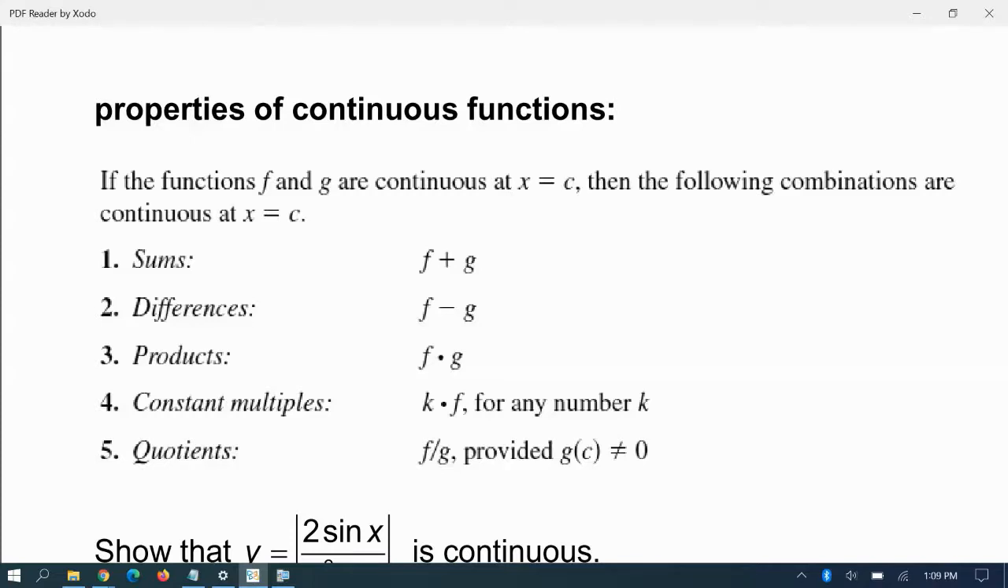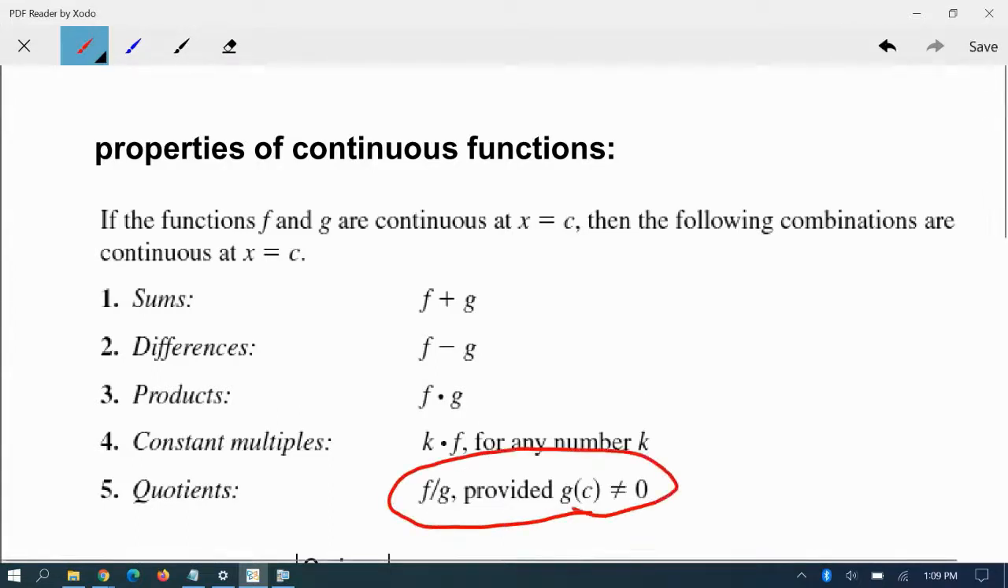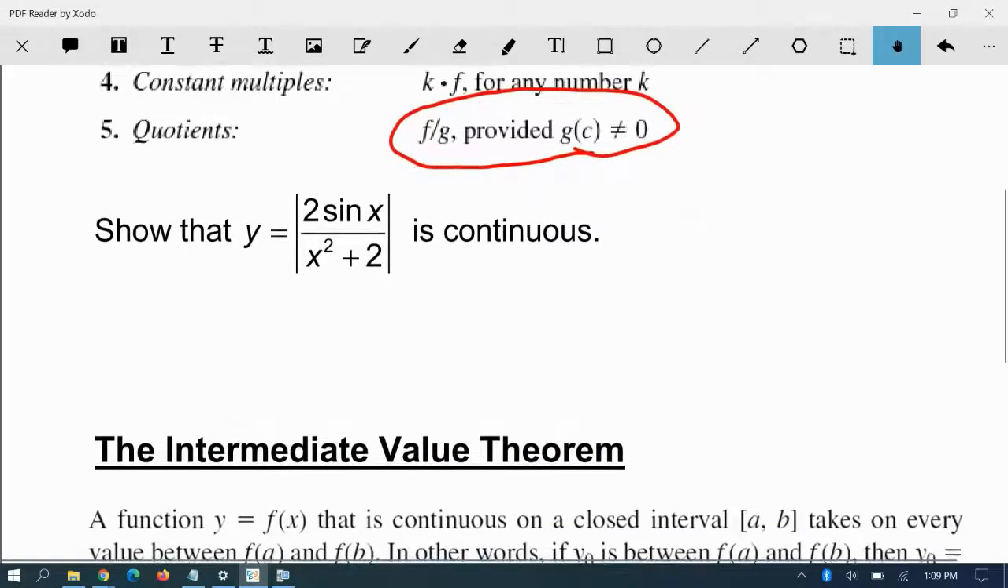The only exception is what you see right here: if I divide the functions, I have to make sure that the function in the denominator is not going to be 0. Because if the function in the denominator becomes 0, I'm going to run into a vertical asymptote, and I've created a discontinuity in the graph. That's the only special case. But the main idea is if I have two continuous functions and I combine them, I'm going to end up with a continuous function.